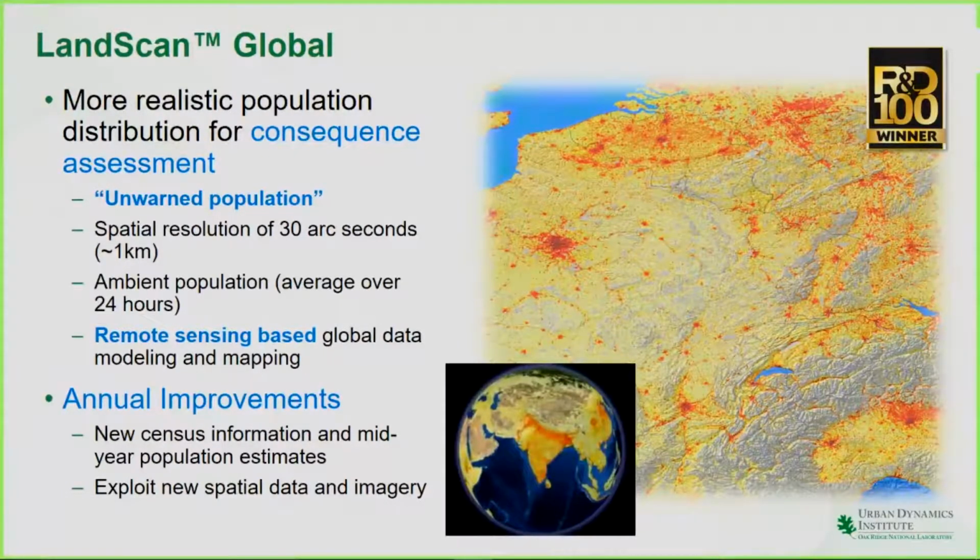So LandScan is a spatial resolution of 30 arc seconds, so it's about 1 kilometer at the equator. And we use a lot of remote sensing-based data for modeling and mapping LandScan Global. We perform annual updates on LandScan Global, so incorporating new census information, including mid-year population estimates, also new administrative boundaries at subnational level, and of course always exploit any new spatial data and imagery which comes online during the course of a year. So every single country is updated annually, whether it's a small improvement based on available data or large changes.